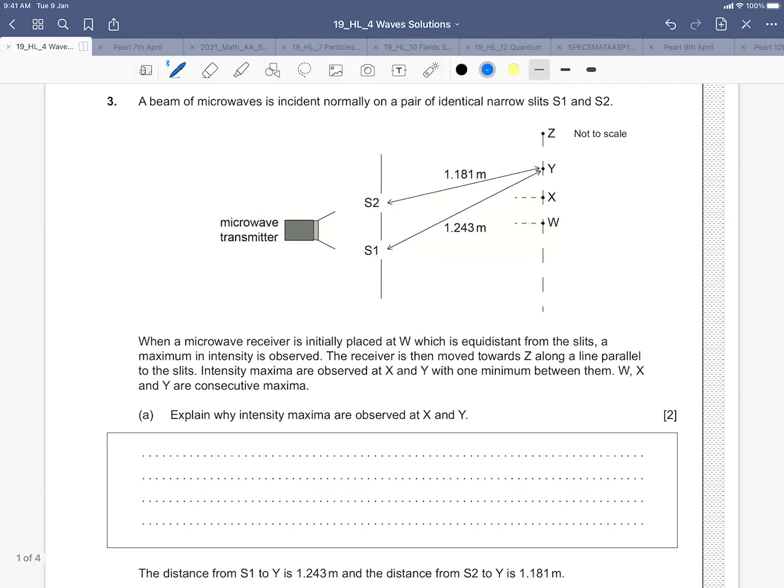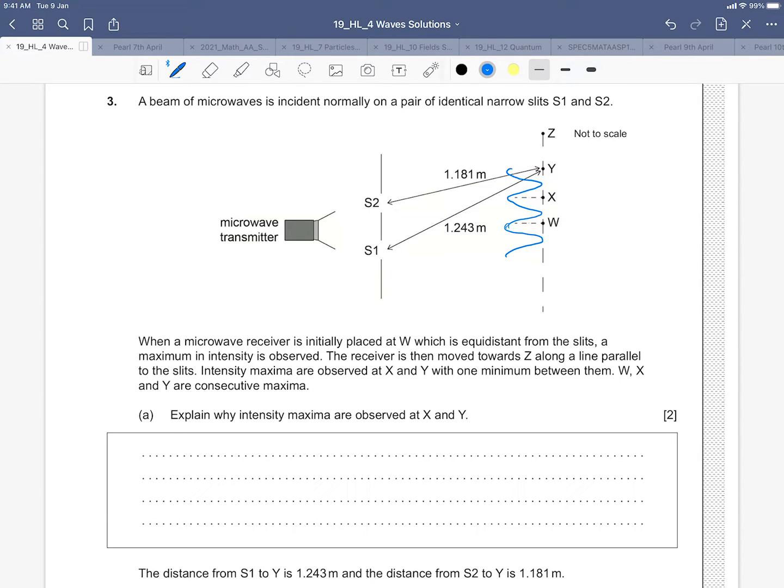And W is right in the middle, equidistant from the slits. We observe maximum intensity there. And then they explain how X and Y are also intensity maxima with one minimum between them. They're consecutive maxima. So you have to imagine the intensity pattern goes something like this, our usual interference pattern, yeah? So why are intensity maxima observed at X and Y?